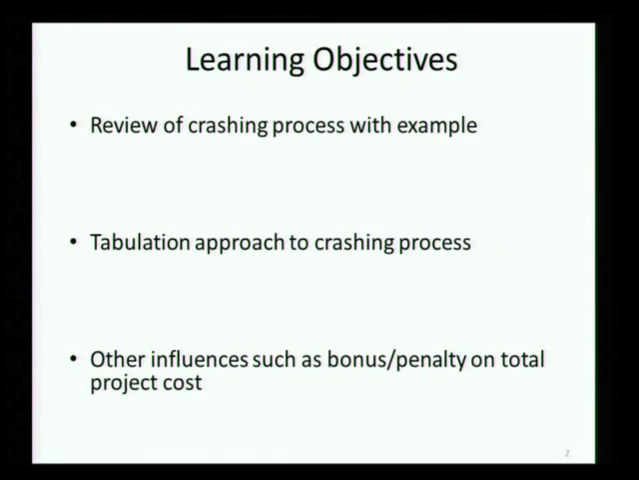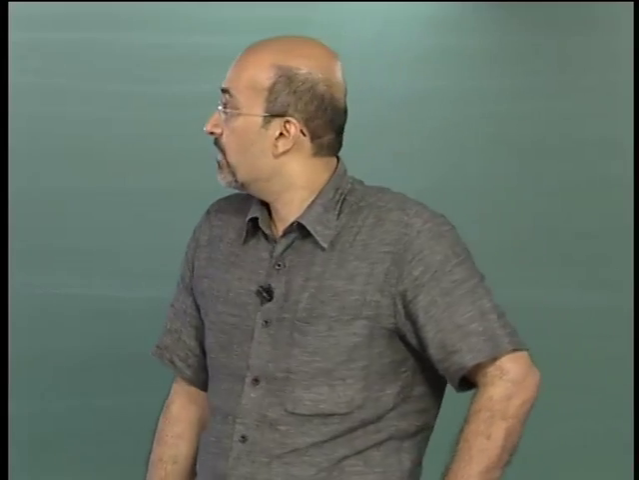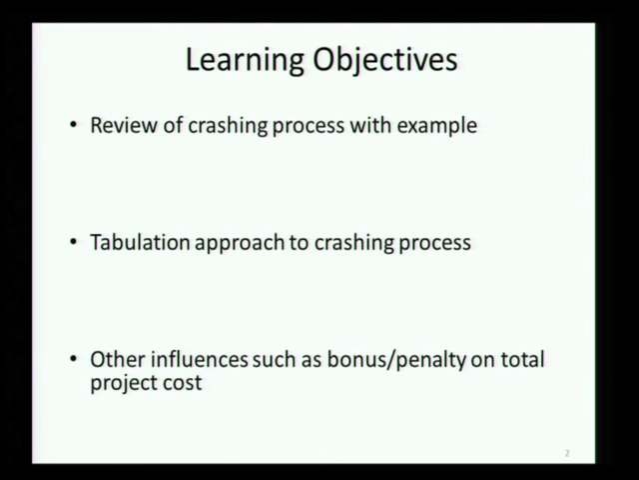In this lecture we will cover time cost trade off again. We will look at some different aspects, and we will first review what we had done last time. We will use an example so that the process of how we go about time cost trade off is reinforced. We will look at a tabulation approach, a systematic way of doing this. We will look at how we can use a tabulation to systematize it, and then we will look at other influences such as bonus and penalty and how they can affect the time cost trade off and especially overall project cost.